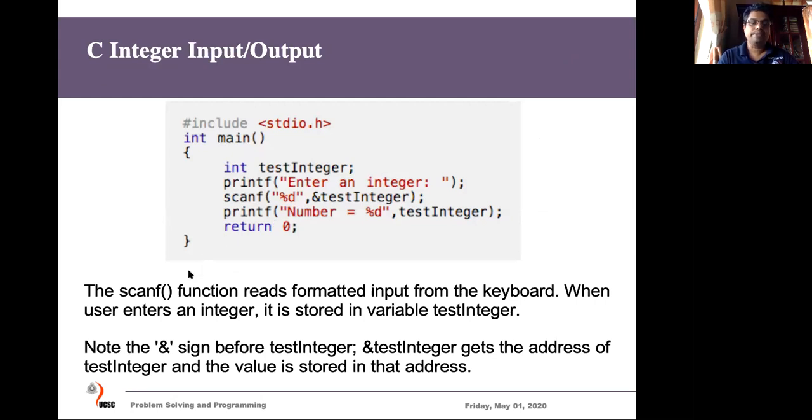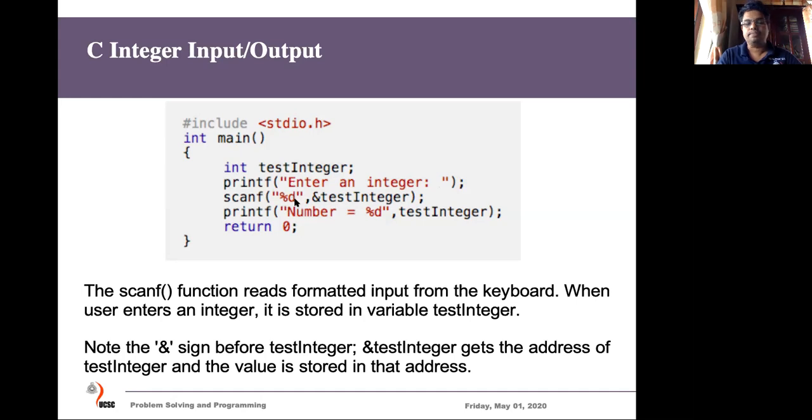As I demonstrated, if you want to read an integer in a C program, we first have to define it as an integer variable. You see here I am defining an integer called test integer. Then I print a message on the terminal asking the user to enter the integer. So then I use the function called scanf. In the first part of scanf, I say I am going to read an integer. How do I say that?